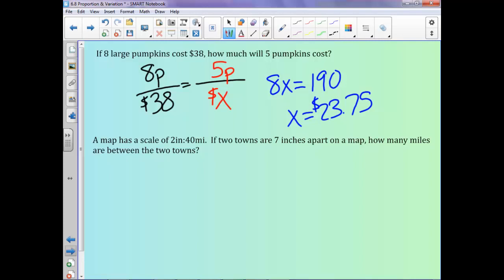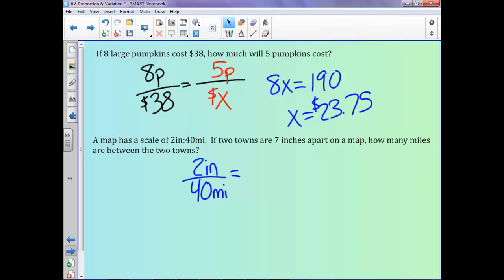Same thing here. We have a map, and maps will always have a scale. It'll say, for example, this one, every 2 inches represents 40 miles. So on the map, we have 2 towns, and they're 7 inches apart. I want to know how many miles are actually between the towns if we are going to travel them. So we know our ratio is 2 inches is the same as 40 miles in real life.